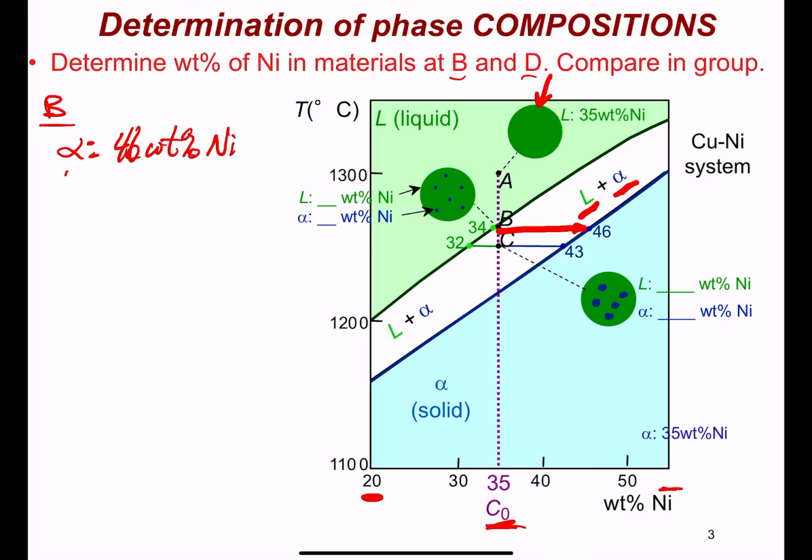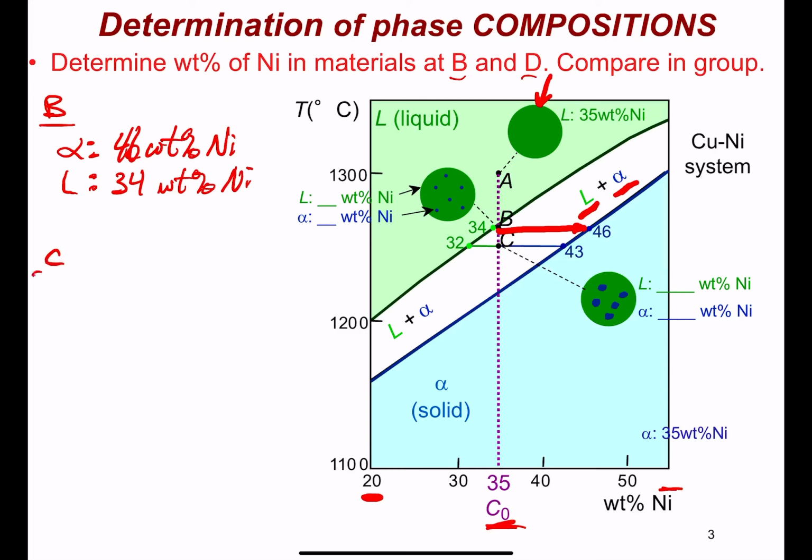The liquid phase at point B, we'd use the tie line and we walk back the other way. So that takes us to the 34 mark, a little lower than the bulk average. So we are 34 weight% nickel in the liquid at point B.